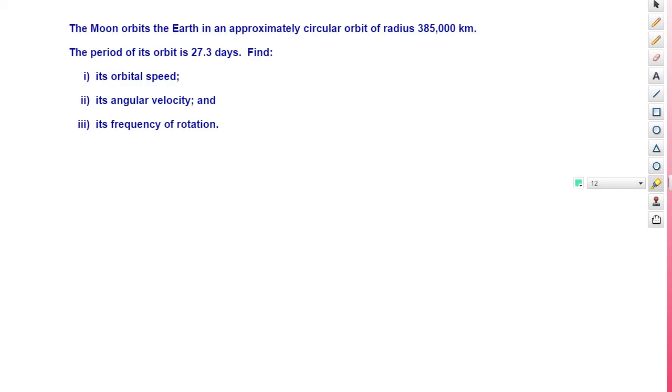So, well, here's a question. The moon orbits the Earth in an approximately circular orbit of radius 385,000 kilometres. And the period of its orbit is 27.3 days, which is nearly a month, which sounds about right for the moon. Find its orbital speed, its angular velocity, and its frequency of rotation. In other words, they want us to find v, omega, and f. What have they given us? They've given us r, and they've given us T.